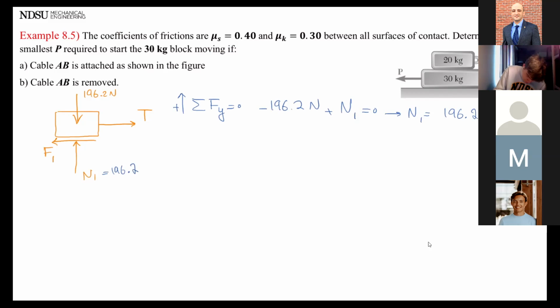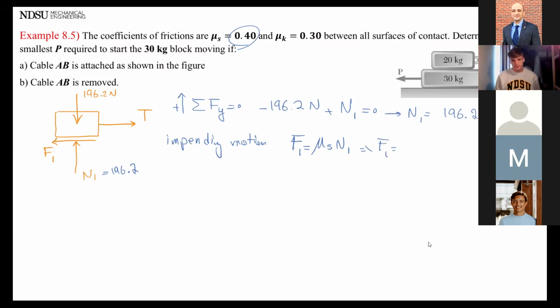Okay. For this situation, both blocks will move at the same time, right? Because they're connected with a rope. So it's not like we can say A might move first without B, or so on. So it is valid to say impending motion for both of the blocks. I can have this one. Is there a question? Okay. And mu s is 0.4.